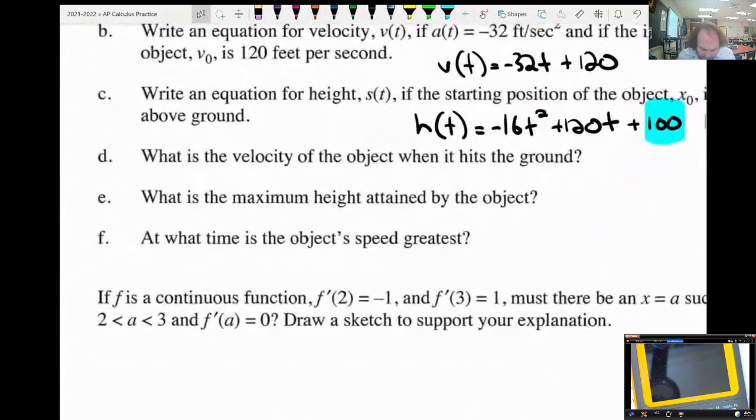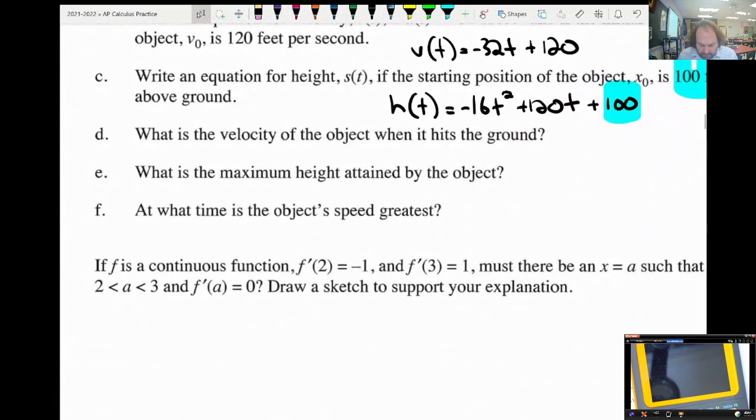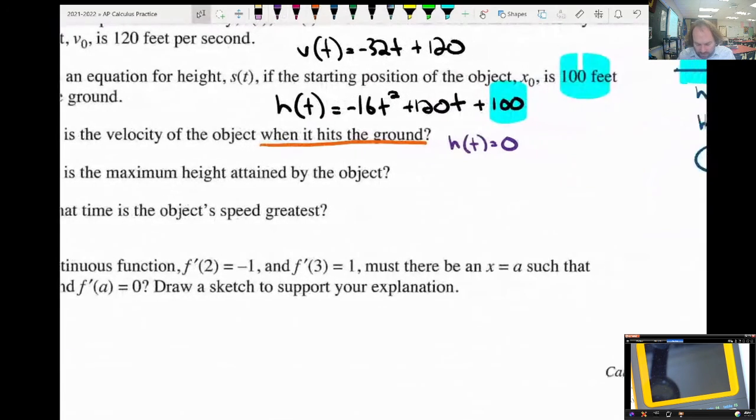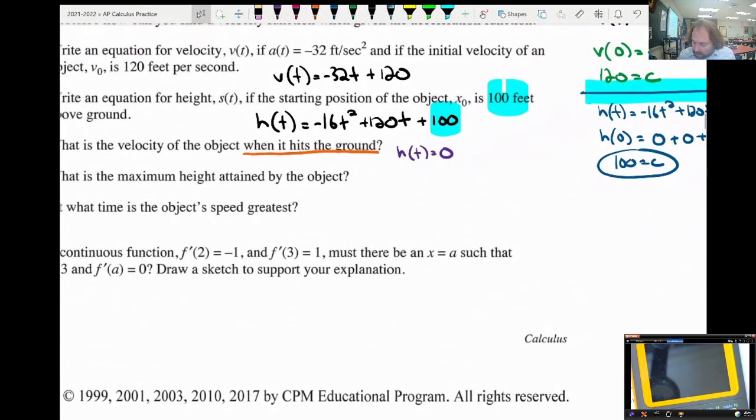As far as questions D and E go, we'll use the calculator for a lot of this. What's the velocity of the object when it hits the ground? Well, we need to figure out when it hits the ground first. That's the first challenge of this problem for question D. We want to know when h of t equals 0. When does it hit the ground, in other words? So to do that, I honestly would use the calculator. That would probably be the best way.